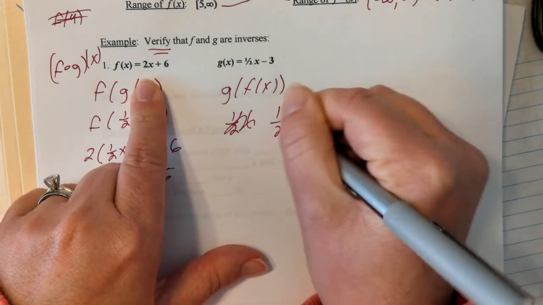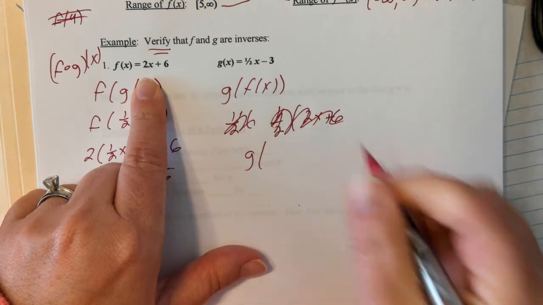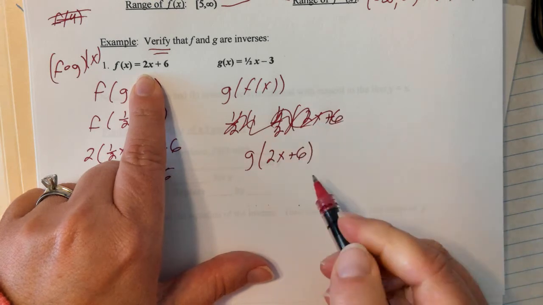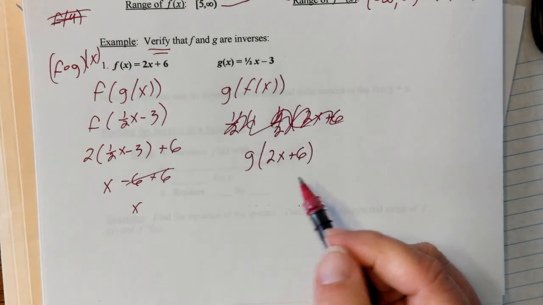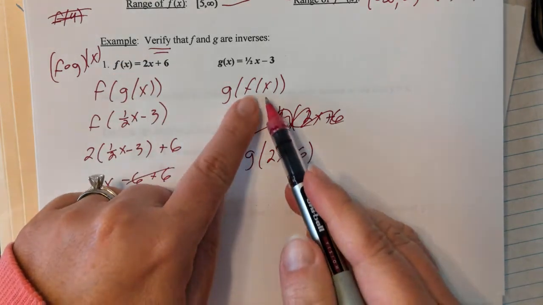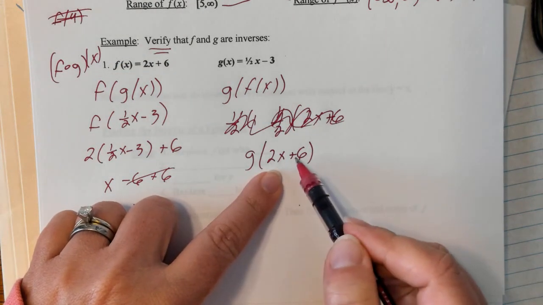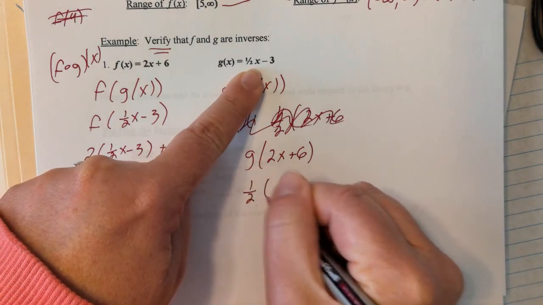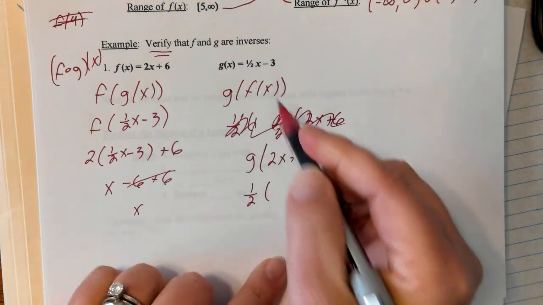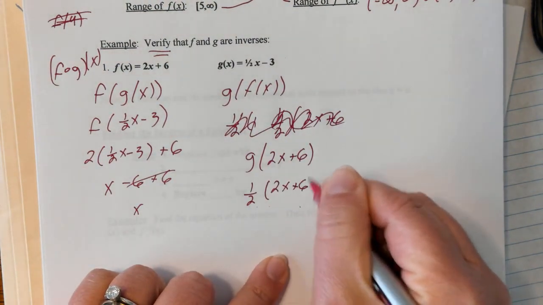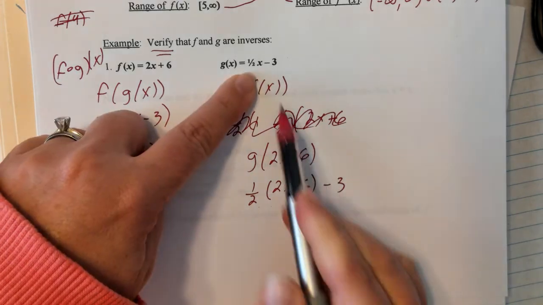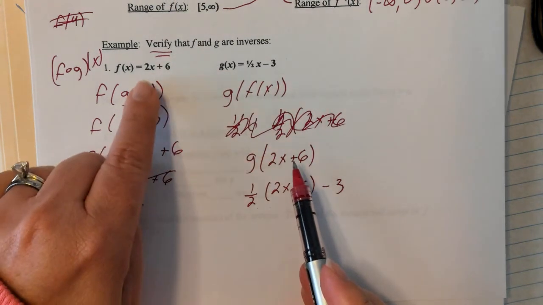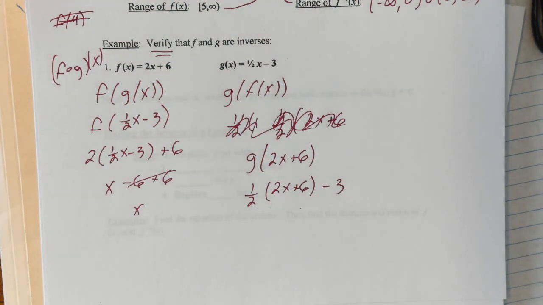Sorry, I got a little ahead of myself. G of f of x. F of x is 2x plus 6. So I'm going to take that 2x plus 6, that's my f of x, and I'm going to stick 2x plus 6 in the g function. My g function is 1/2 x minus 3. So I'm going to write 1/2 x minus 3, but in place of x, I'm going to put 2x plus 6. So there's my g, my 1/2 x minus 3, but in the place of x, I put f, 2x plus 6. Okay?